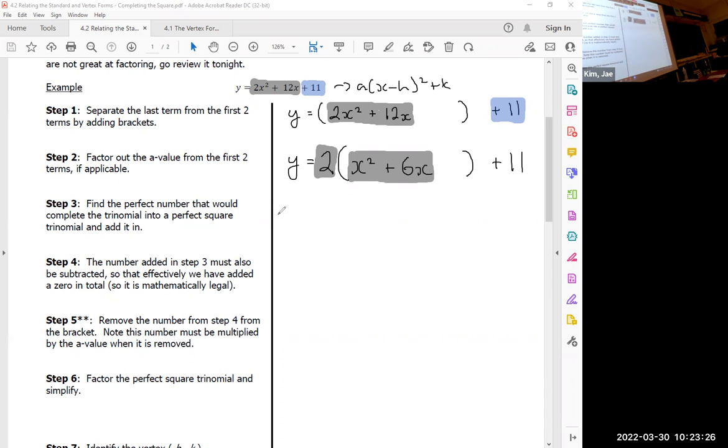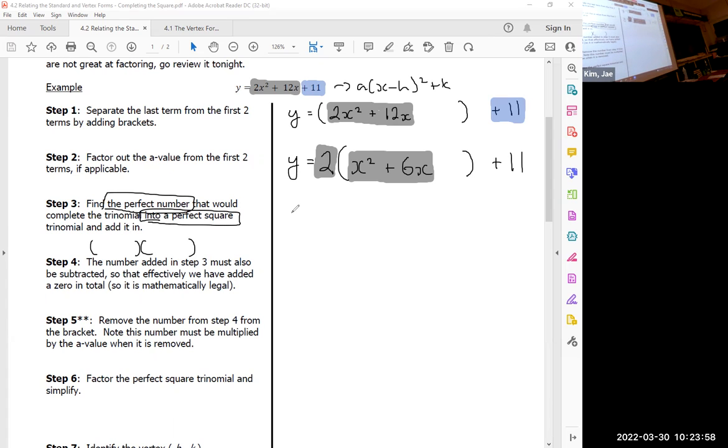So again, every time I write a line, does it look like the previous line? Can I mathematically say that these two are equal? I think so. Next, here's a funny part. Find the perfect number that completes the bracket and turns it into a trinomial. What do I mean by that? I need the bracket to be a perfect square because I have goals to turn this into two binomials that are equal.